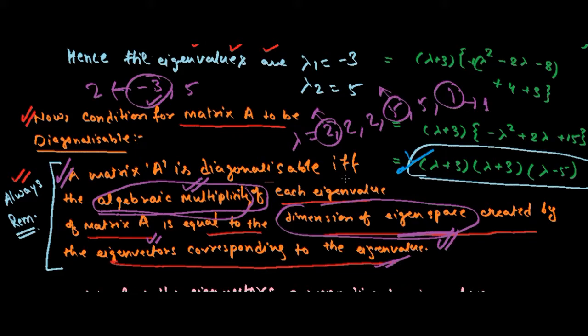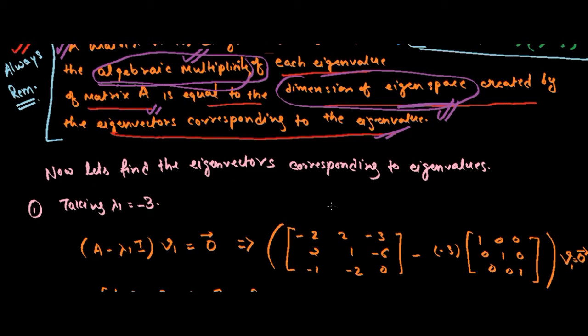Now we know that the algebraic multiplicity should be equal to the dimension of the eigenspace created by the eigenvectors corresponding to the eigenvalue, right? And this should be true for all the eigenvalues of matrix A.